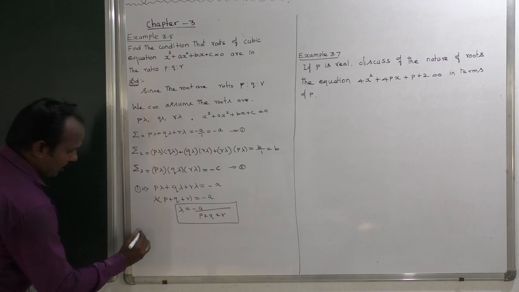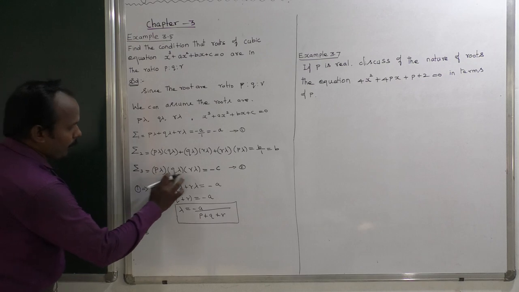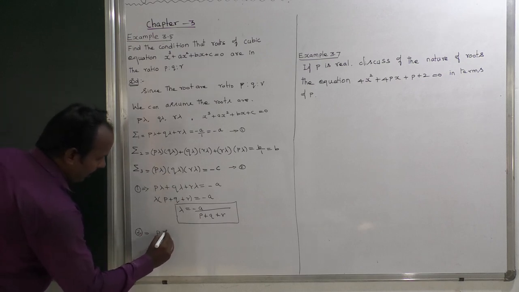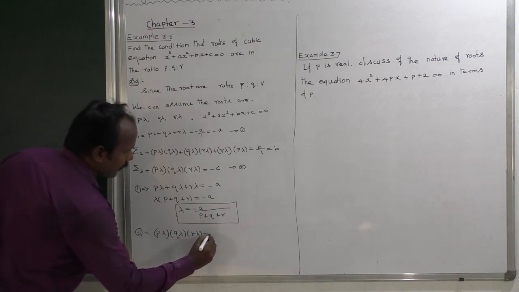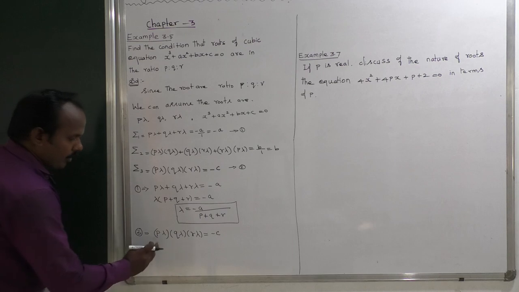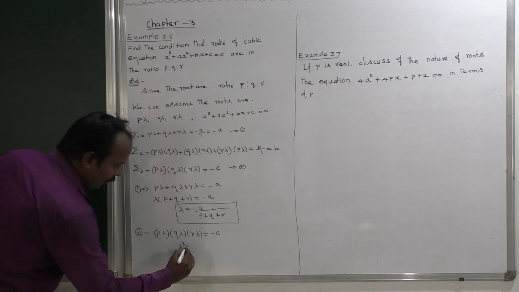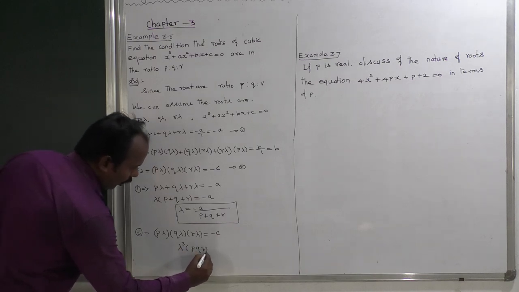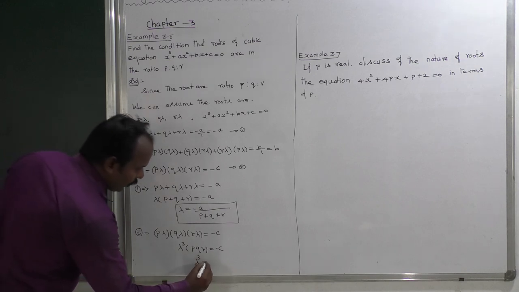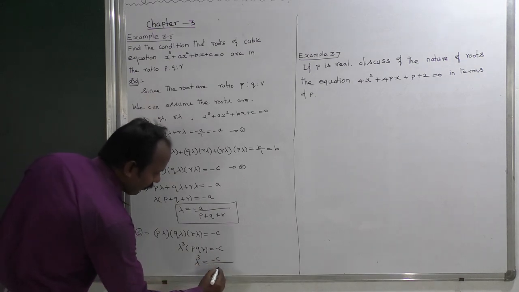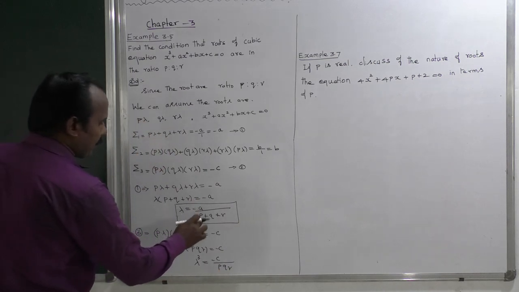Next, consider equation number 3: p lambda into q lambda into r lambda is equal to minus c. So lambda cube into p q r is equal to minus c, and lambda cube is equal to minus c divided by p q r.